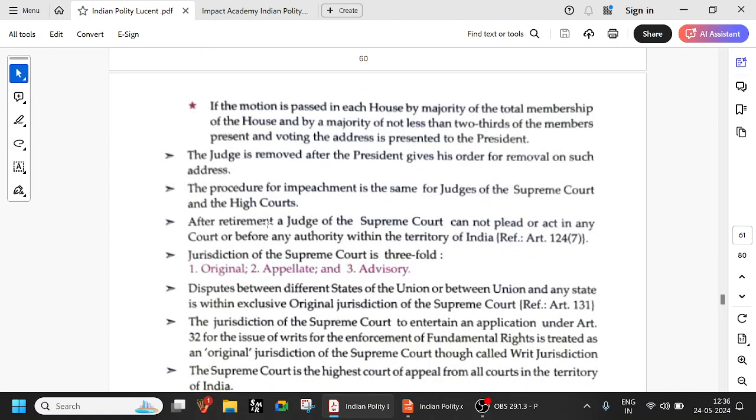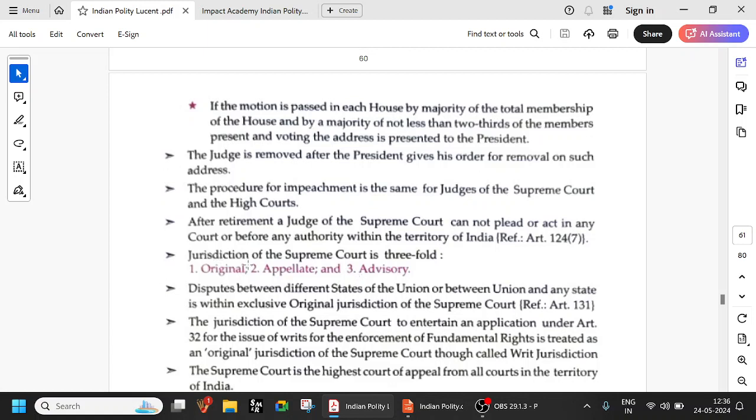After retirement, a judge of the Supreme Court cannot plead or act in any court or before any authority within the territory of India. Okay, so once he retires, he cannot plead or act in any court, so as to avoid any conflict of interest. Jurisdiction of the Supreme Court is threefold.